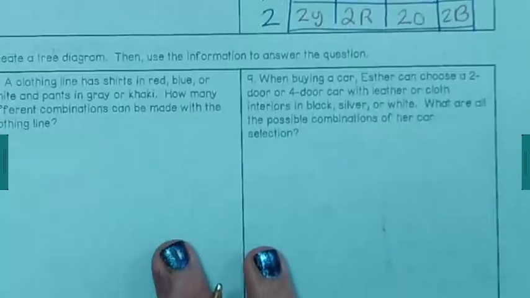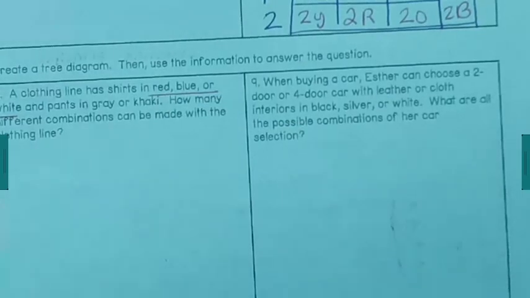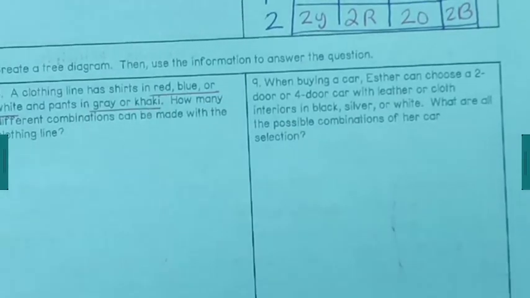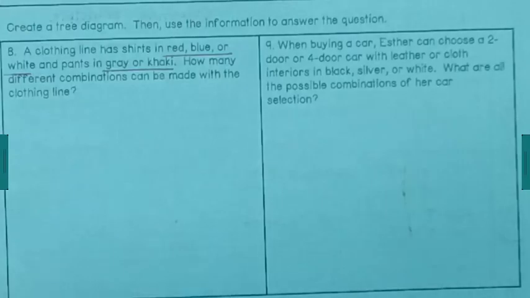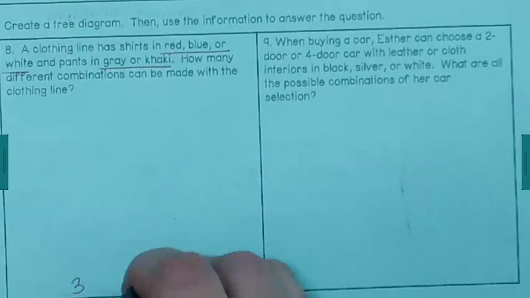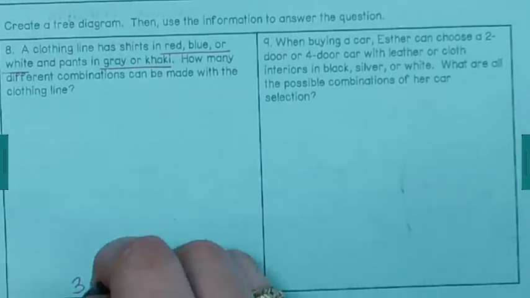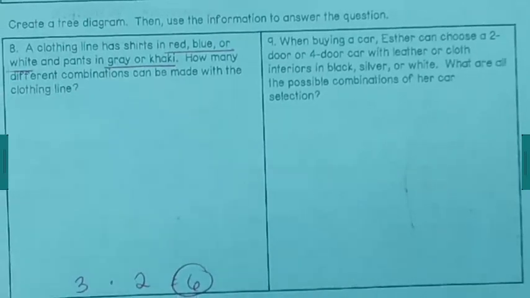A clothing line has shirts in red, blue, or white. The pants are in gray or khaki. How many different combinations could be made? Well, let's do the counting principle first, and then let's check. How many options do I have for shirts? 3. How many options do I have for pants? 2. And then what do I do with these numbers? You multiply them. So I should have 6 if I do it right.